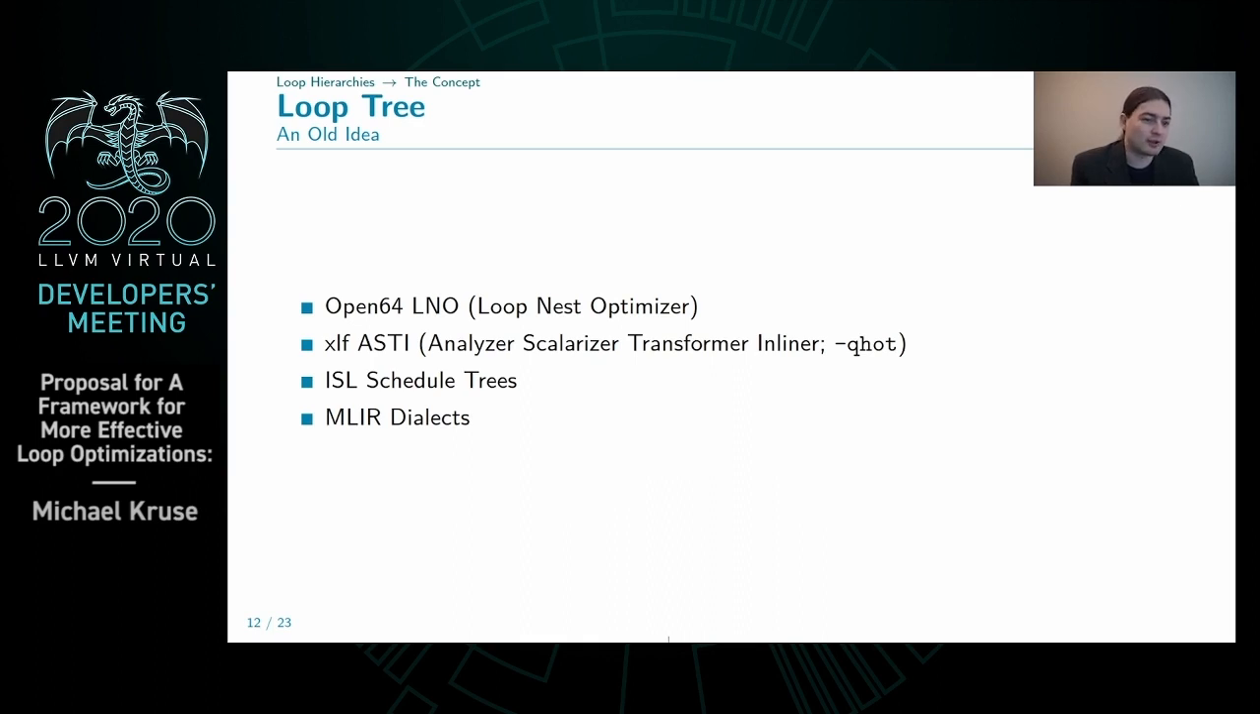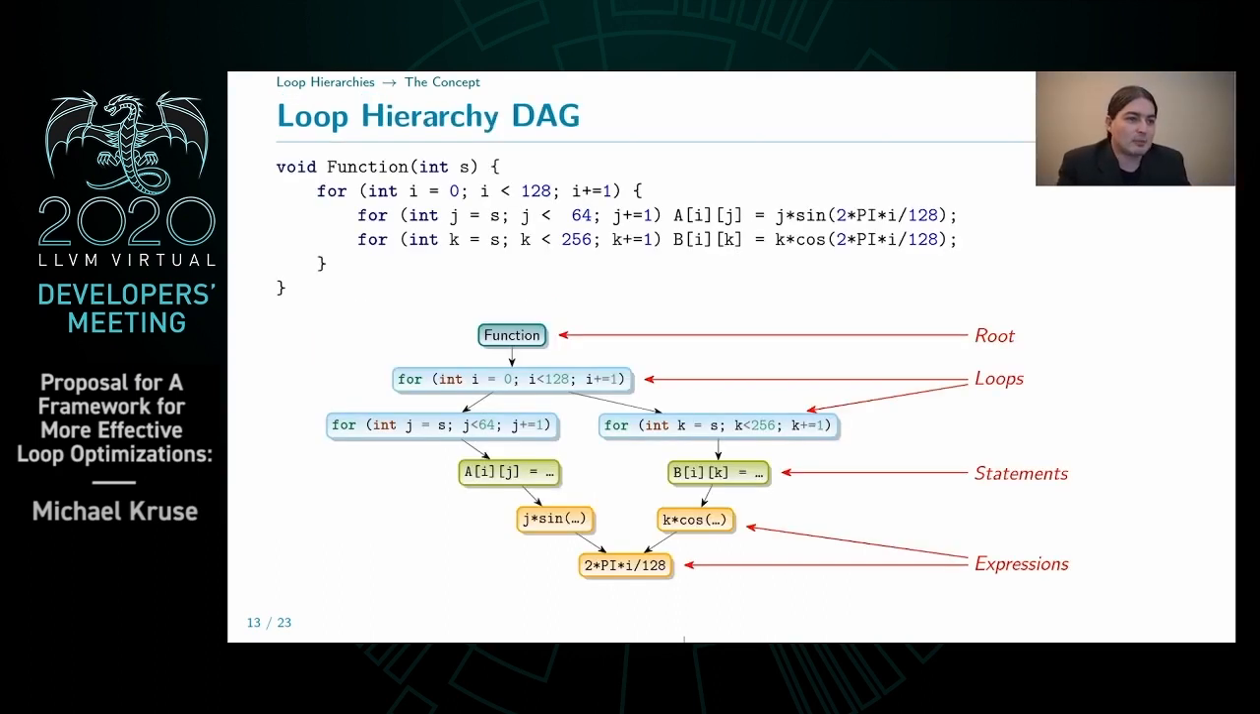This is not a new idea. Other compilers such as Open64 and IBM's Fortran compiler already have done so decades ago. Let's take an example. First, we have a root node that represents the function.